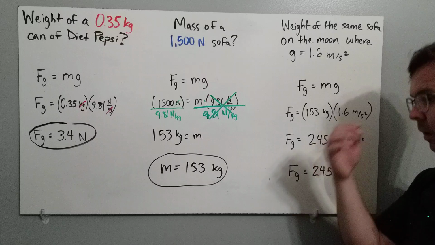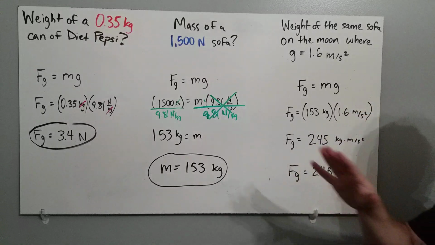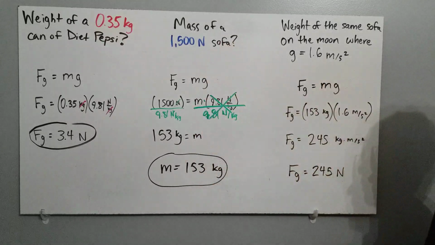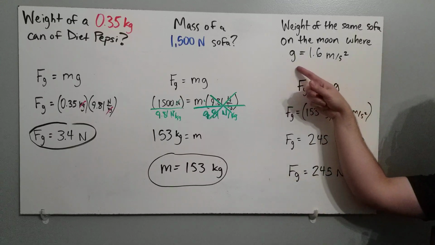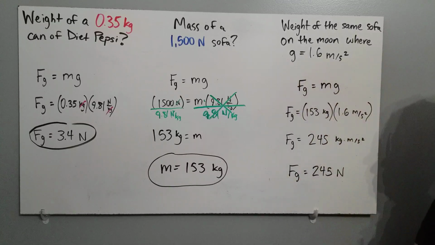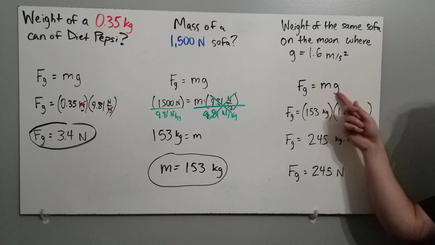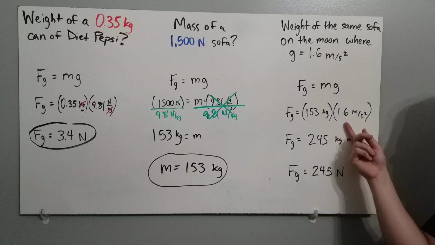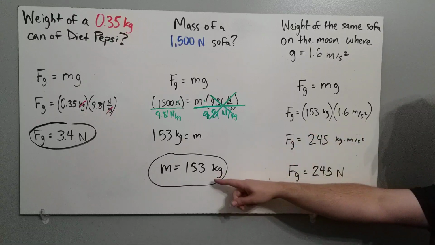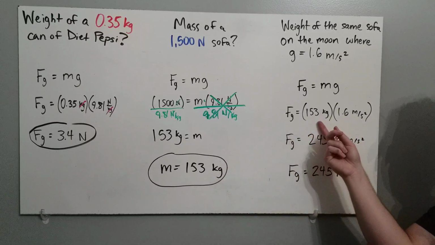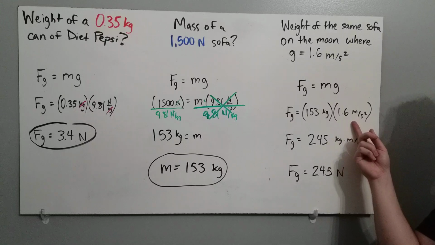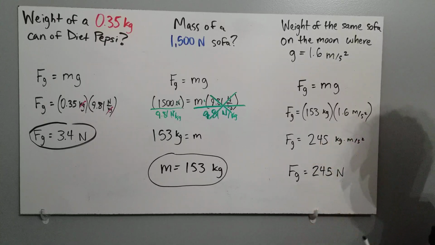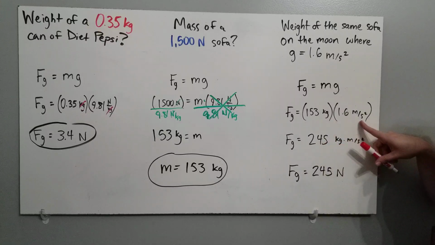All right, then finally over here, we have the weight of that same sofa. But let's say the sofa was on the moon. And on the moon, the acceleration due to gravity is 1.6 meters per second squared. So same equation as before, but this time instead of 9.8, we're going to put in 1.6. So we do the mass, which we just found over here, 153 kilograms, times 1.6 meters per second squared. We do the math there. That's 245 kilograms times meters per second squared for our units.